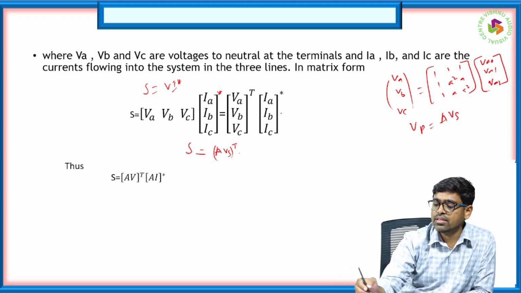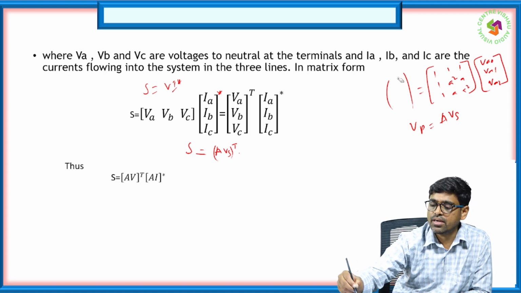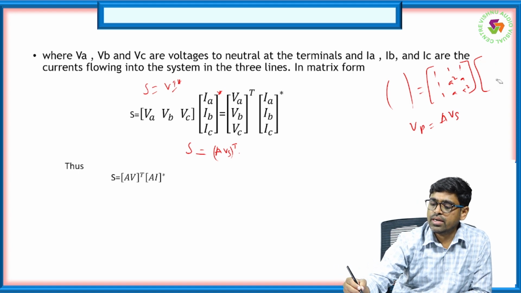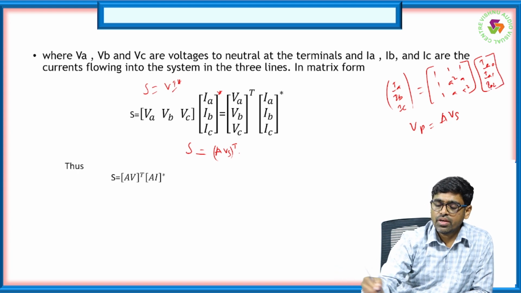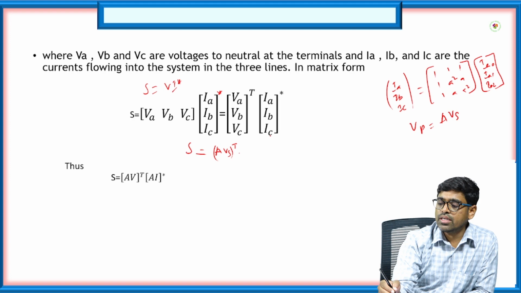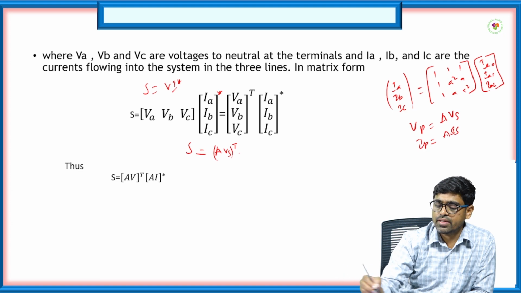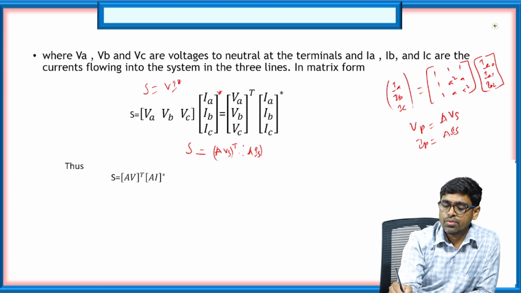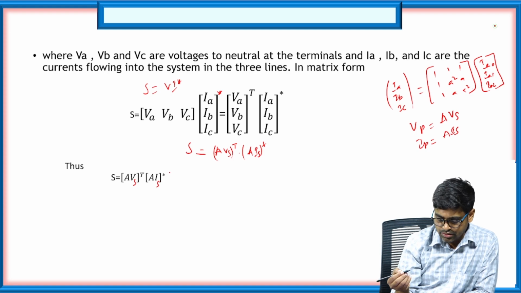This is the voltage relation, and you can write the same for the current relation. The current relation is IA, IB and IC equal to the same matrix times IA0, IA1 and IA2. Now you can write IA IB IC whole conjugate. This IA IB IC we can write as IP equal to A times IS, so A times IS whole conjugate. So we can write A into VS whole transpose times A into IS whole conjugate.